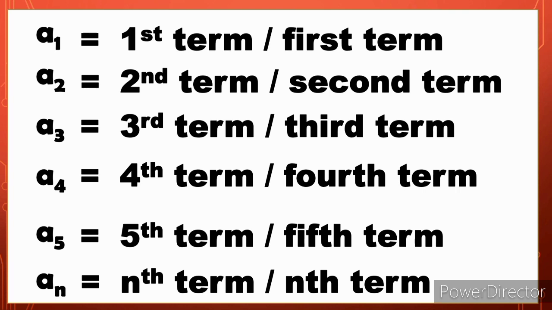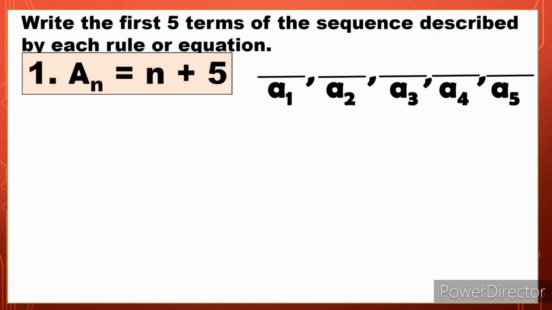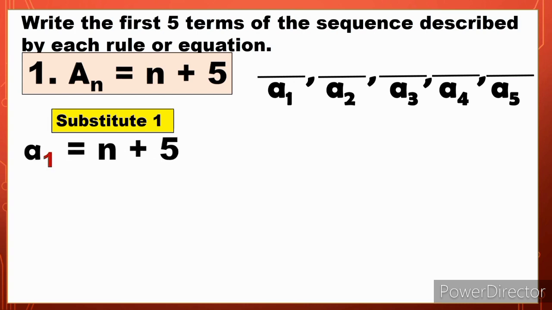Okay, and now let's proceed to the number 1 example. Number 1, the given rule is a sub n equals n plus 5. Okay, and our objective is to write the first 5 terms of the sequence described by the rule. Okay, so we have a sub 1, a sub 2, a sub 3, a sub 4, a sub 5. Meaning, okay, dyan natin ilalagay ang 5 terms na makukuha natin. To find the first term, isasubstitute natin ang 1.